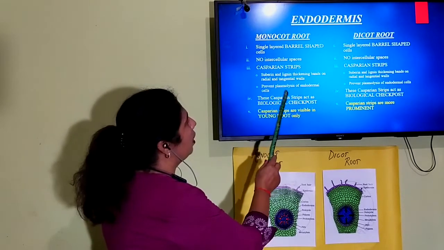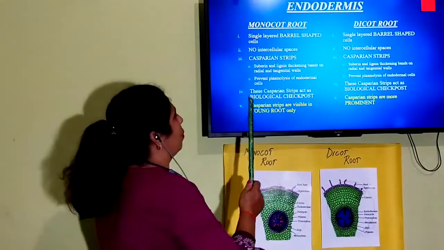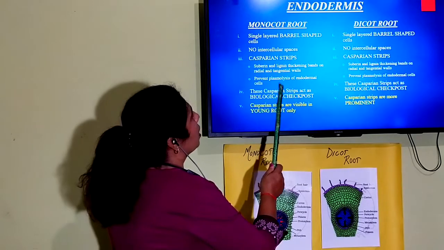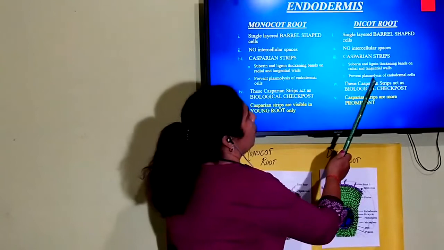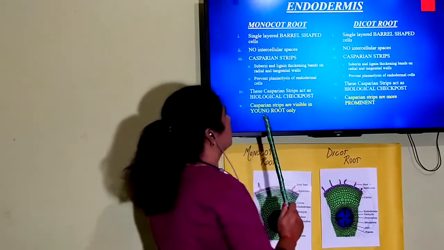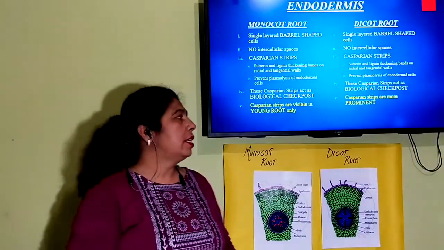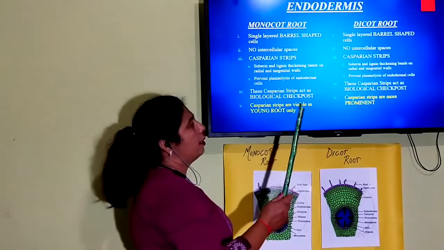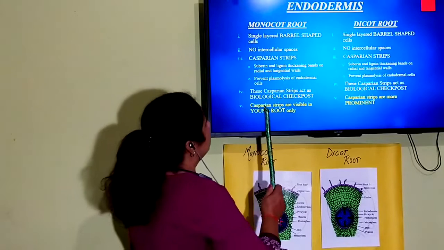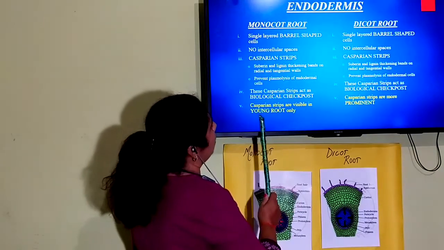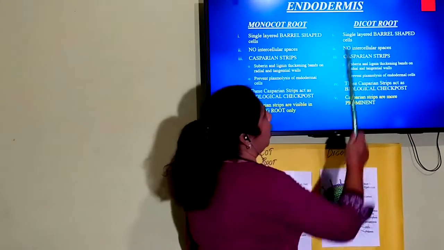They prevent the plasmolysis of endodermal cells. Similarly here, they prevent plasmolysis of endodermal cells. These Casparian strips act as a biological check post. They don't let water inside the tissue. Casparian strips are visible in young root only. Casparian strips are very prominent in the dicot root.